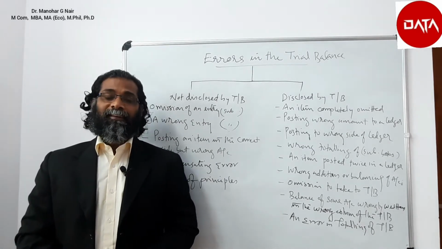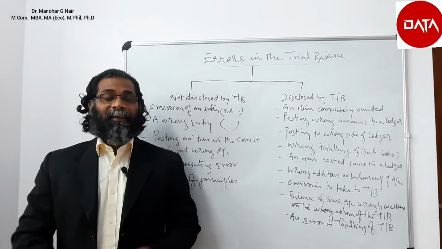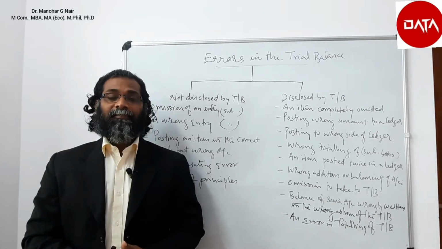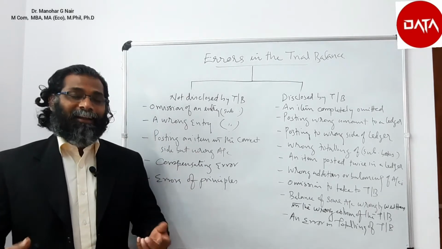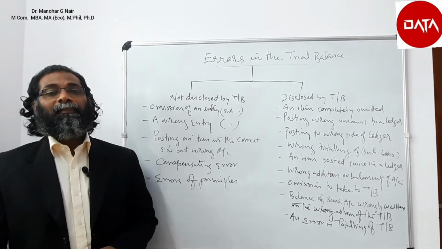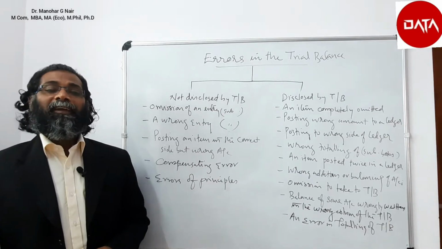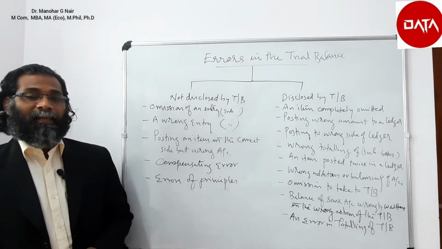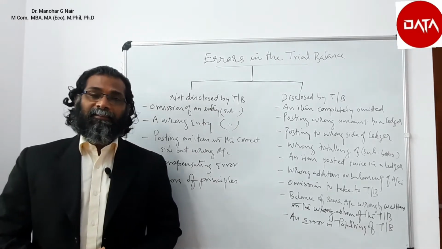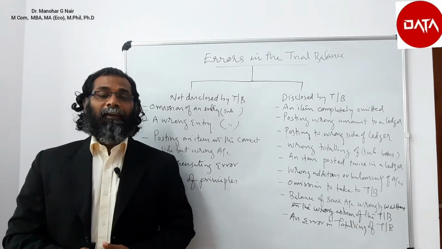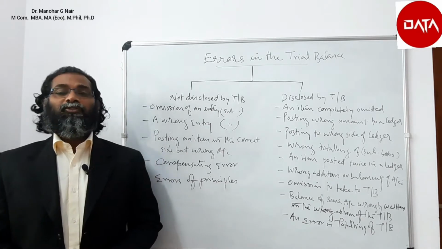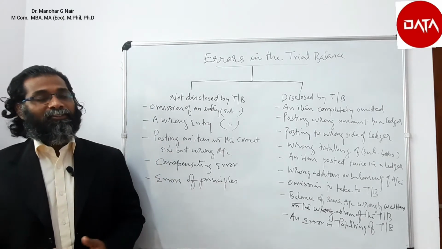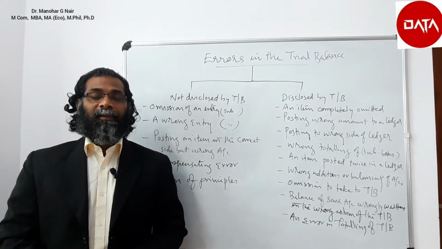In this video, let us discuss trial balance and errors. Errors occur while preparing the books of account unintentionally, which need to be corrected. It may be reflected in the trial balance or it may not be reflected. So there are two types of errors: errors disclosed by trial balance and errors not disclosed by trial balance.